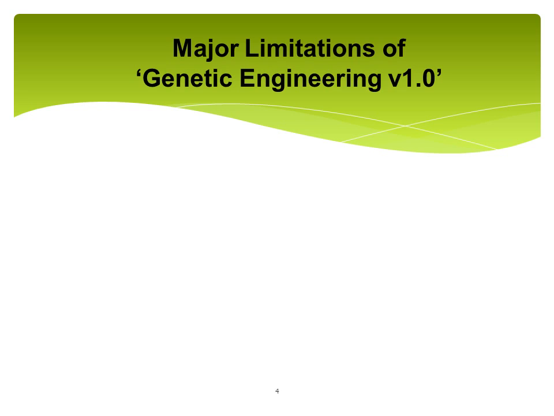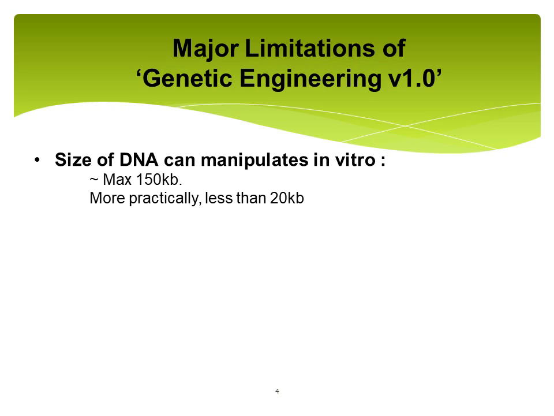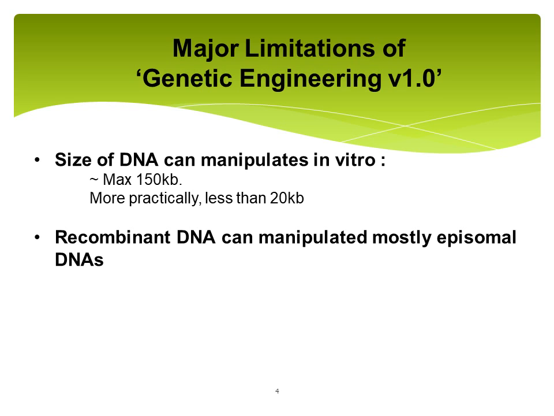We can call this progress genetic engineering version 1, but this version has some major limitations, such as the size of DNA. Theoretically, we can manipulate 150 kb of DNA as a maximum, but technically we can efficiently engineer up to 20 kb of DNA fragments. We must manipulate DNA as episomal DNA and not at the genome level. Furthermore, there is a risk of random integration of foreign DNA.